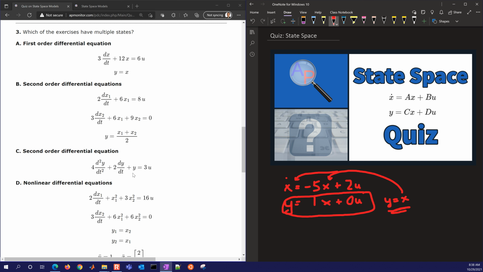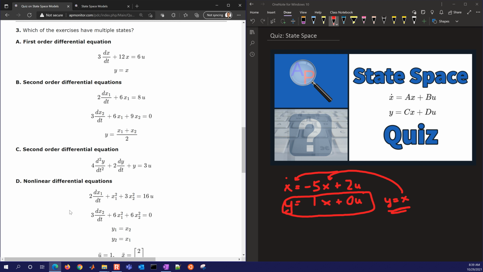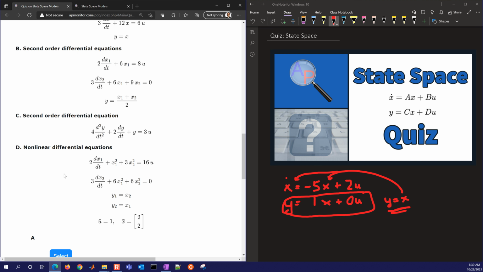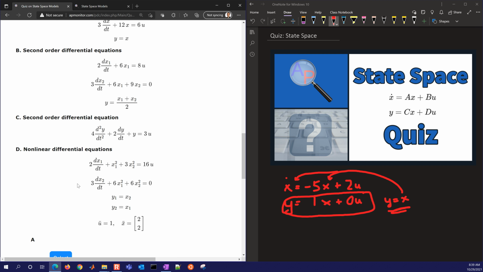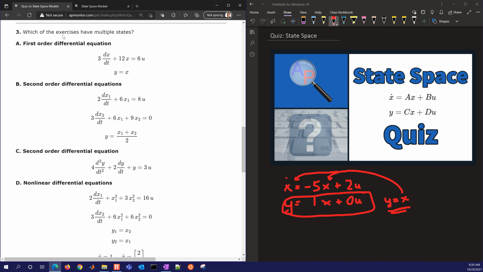Which of these problems has multiple states? We have a first order differential equation, and second order differential equations. We also have second order differential equations expressed with a second derivative of y, and then we have some nonlinear differential equations as well. Which one has multiple states?